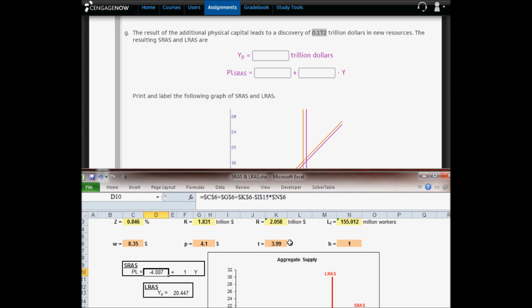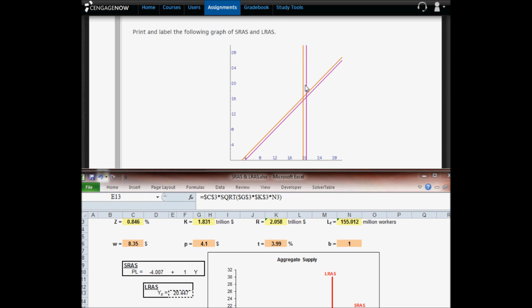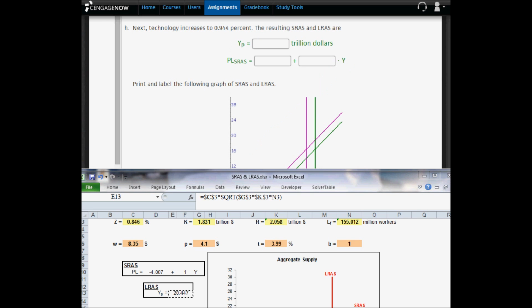Short-run aggregate supply's new intercept is negative 4.007. The slope is still 1. Potential output is now 20.447. The increase in resources shifts both long-run aggregate supply and short-run aggregate supply to the right. In other words, the increase in resources increases long-run aggregate supply and short-run aggregate supply. Finally, technology increases to 0.44%. Because technology increases potential output, both long-run aggregate supply and short-run aggregate supply will shift to the right by the same amounts. In other words, the increase in technology increases long-run aggregate supply and short-run aggregate supply.